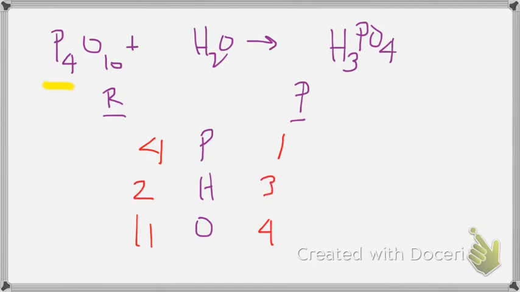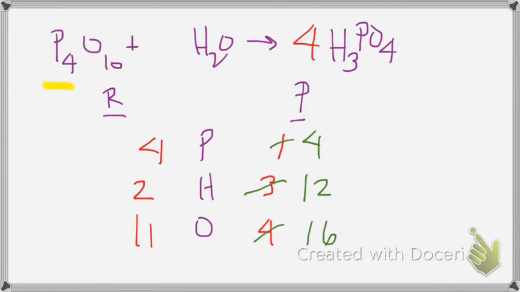So we know right off the bat we have to balance off those phosphoruses, and we can do that by putting a 4 right there. That immediately changes our numbers. So now instead of 3, we actually have 12 hydrogens. We do have our 4 phosphoruses, and we've got 16 oxygens. So now both the oxygens and the hydrogens are out of balance.